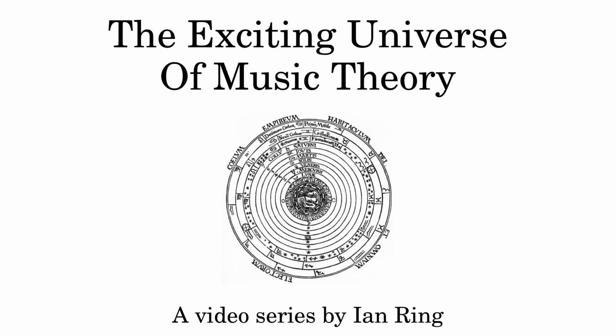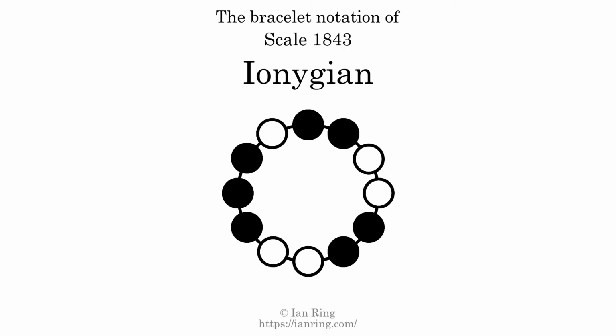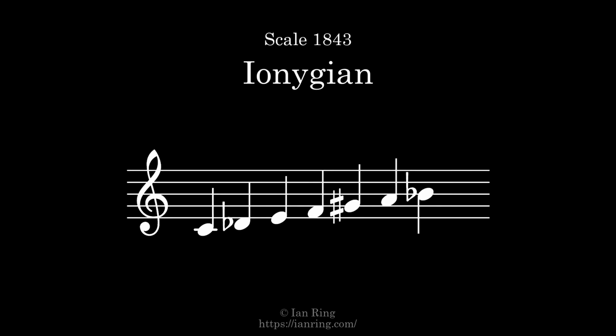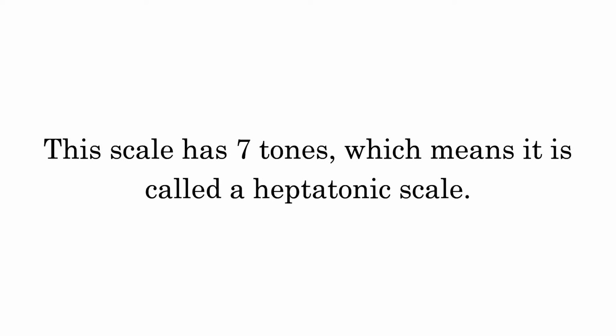Welcome to the exciting universe of music theory. Are you ready to learn? Then let's begin. Today we will talk about scale 1843, Ionygian, which sounds like this. This scale has 7 tones, which means it is called a heptatonic scale.